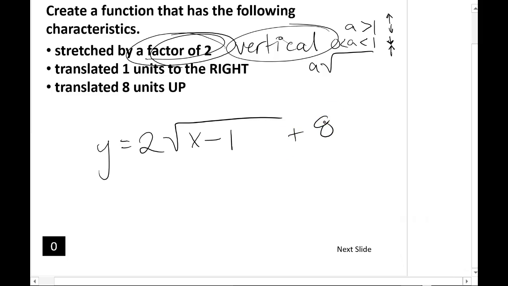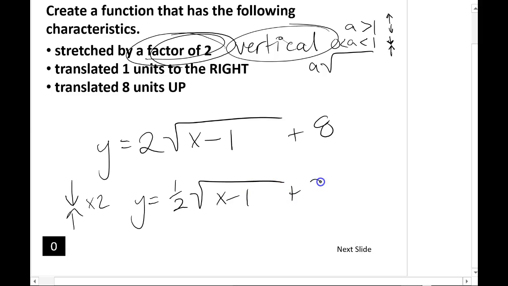Okay, now let's just say this was a compression. Okay, it was a compression by a factor of 2. Well, then you would write y equals 1/2. Okay, 1/2, and then the same thing, x minus 1 plus 8. Okay, because basically, for compression, you put that number over 1 or under 1, and if it's a stretch, it's just the whole number itself. Okay?